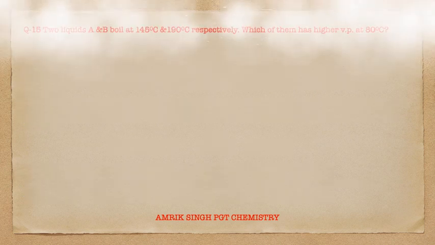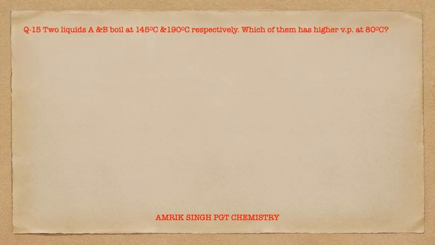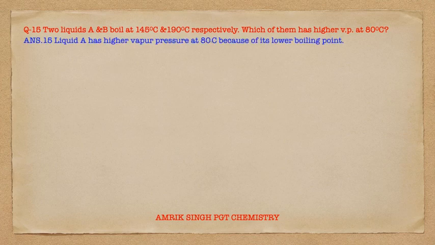Question number 15. Two liquids A and B boil at 145 degrees Celsius and 190 degrees Celsius respectively. Which of them has the higher vapor pressure at 80 degrees Celsius? Liquid A has higher vapor pressure at 80 degrees because of its lower boiling point.